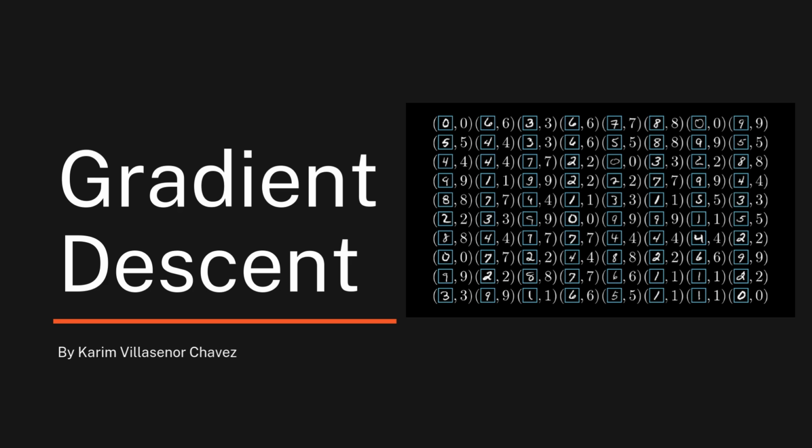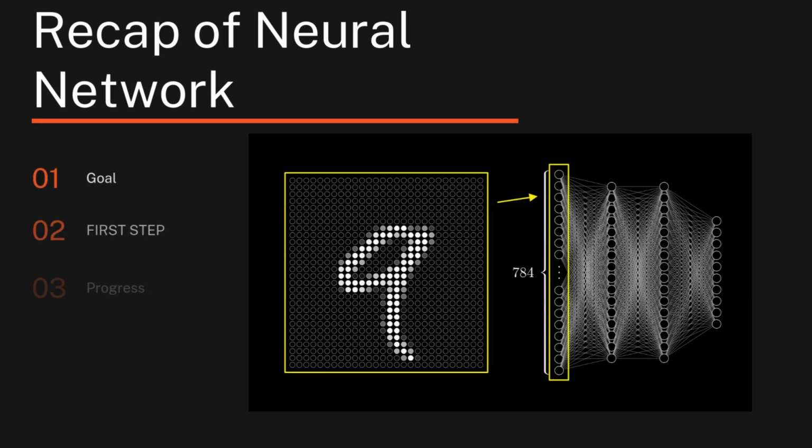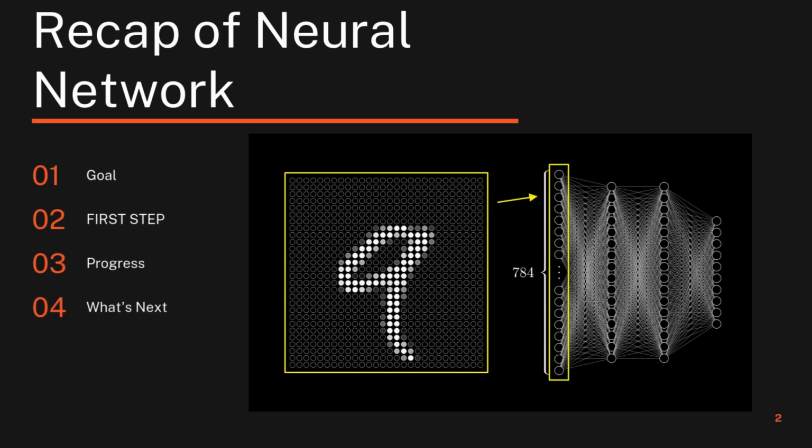But before we get into gradient descent, we're going to have a little recap of the neural network structure that we talked about in the last video. Okay, so neural networks learn in a very interesting manner. So, for the sake of this example, we're going to use the one from last video.